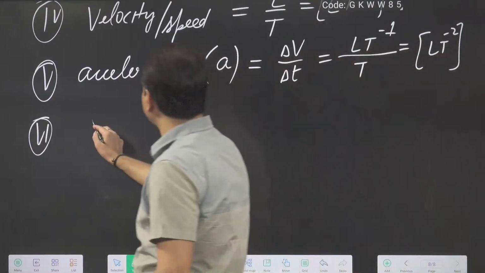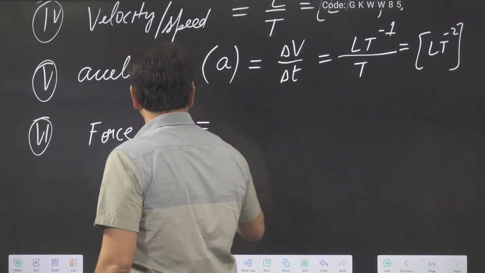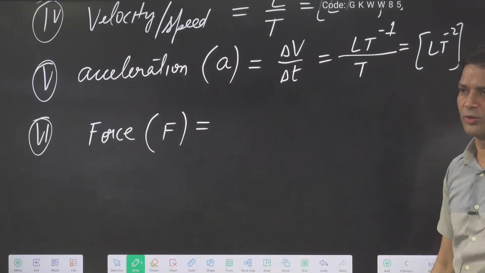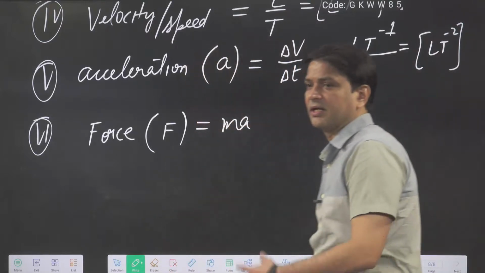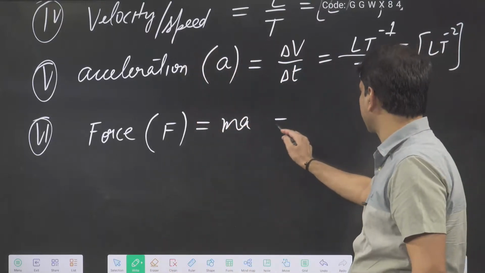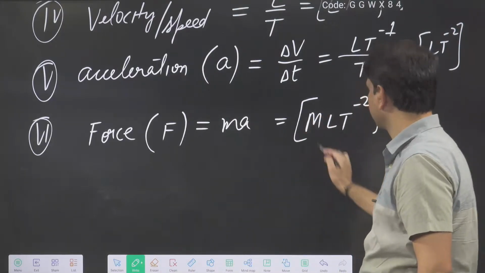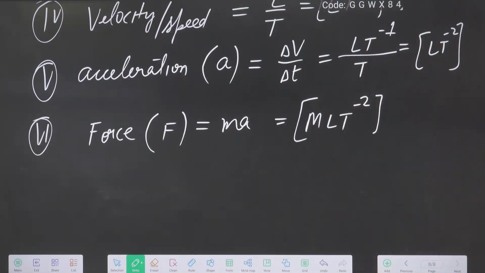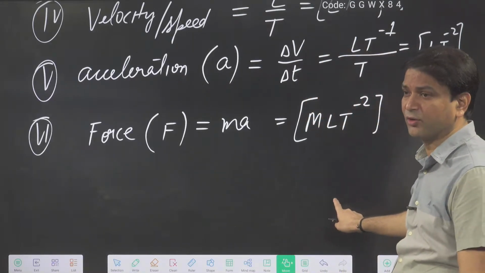Okay, dimension of force. So force basic formula, Newton's law, F is equal to ma. Now M is fundamental, A dimension we already wrote. Then the dimension of force is MLT minus 2. Whatever I am writing, that you have to remember directly.